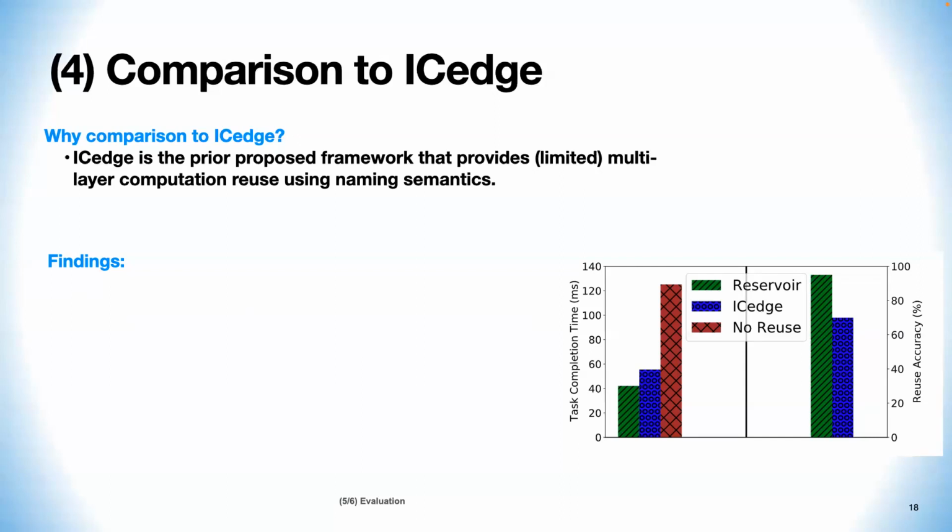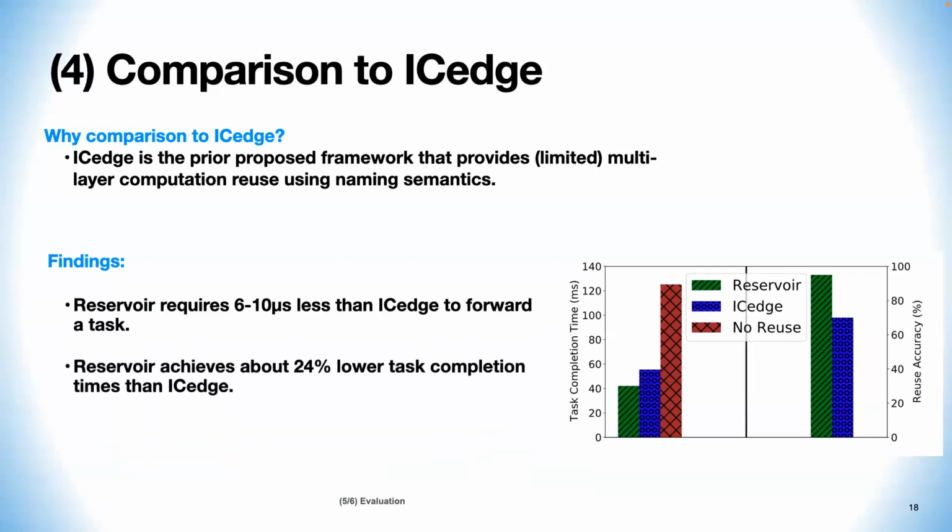From the results, we can see that ICS causes more forwarding overhead than our proposed framework, since ICS employs both name-based lookup through FIB and a specialized forwarding mechanism per application. We can also see that Reservoir achieves about 24% lower task completion time than ICS, since Reservoir takes full advantage of in-network caching to retrieve the results of similar tasks from the content store of the forwarders whenever possible. Also, Reservoir achieved around 26% higher reuse accuracy than ICS. The reason is that ICS identifies reuse opportunities only through naming semantics.